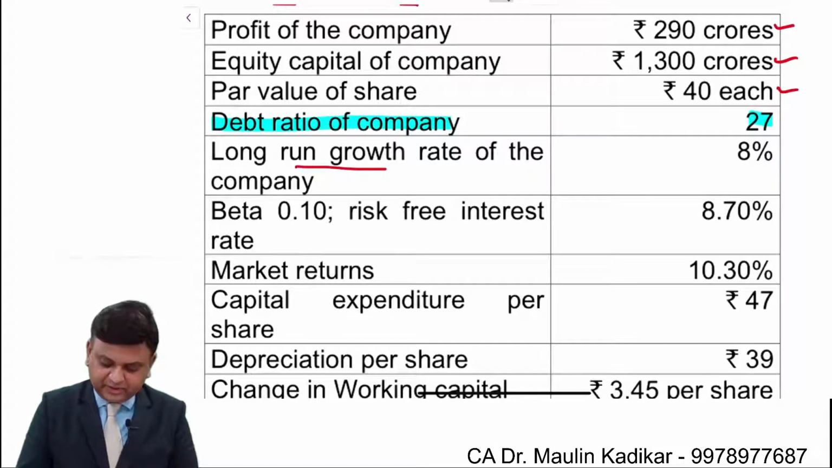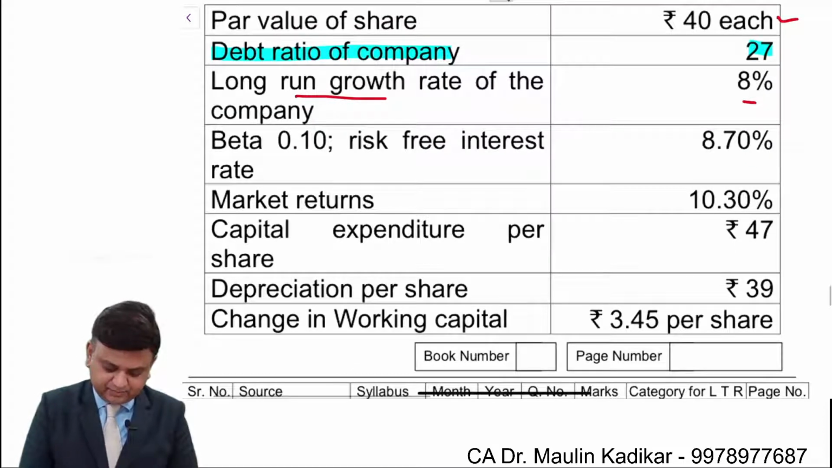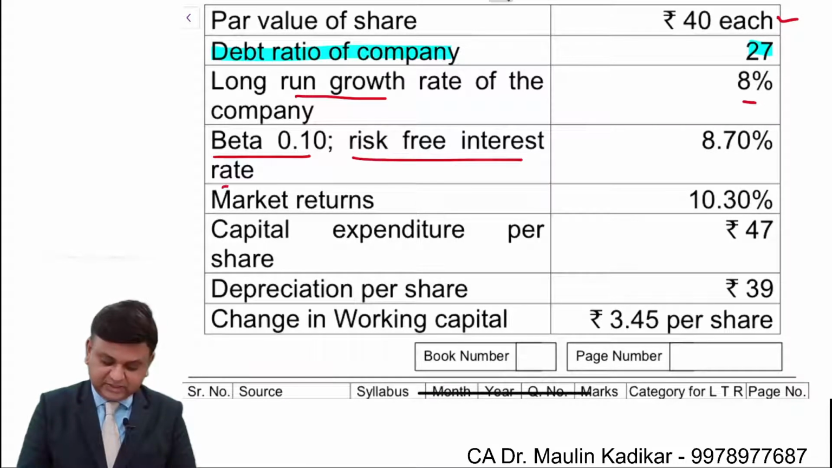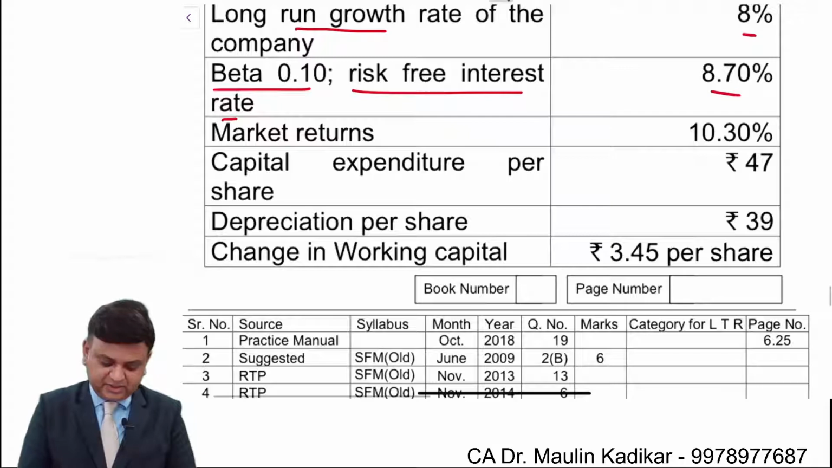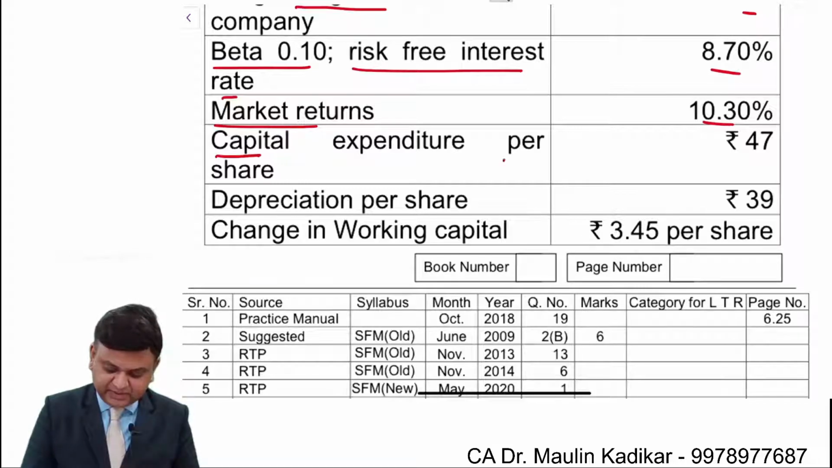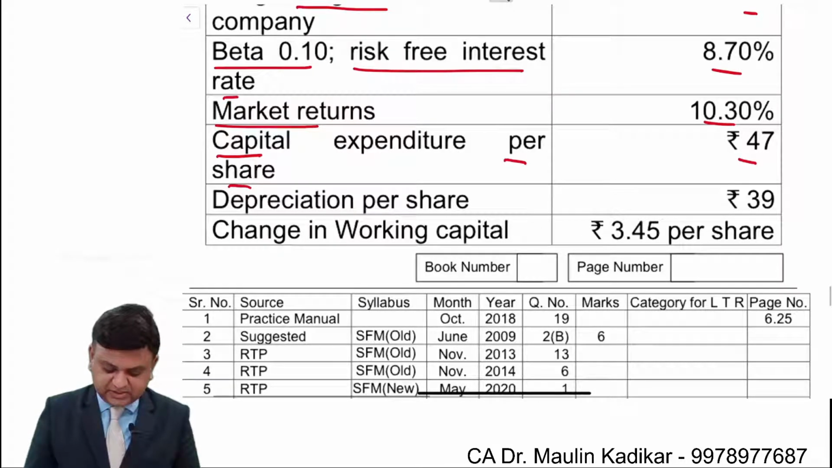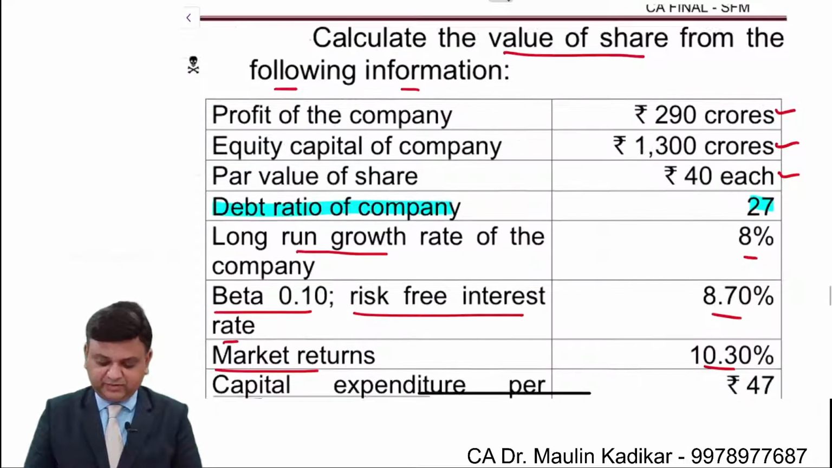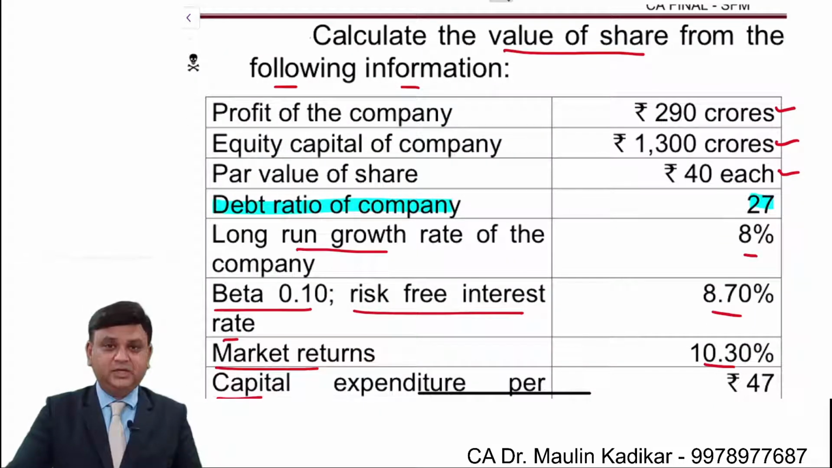Long run growth rate of the company is 8%. Beta is 0.10. Risk-free rate of return is 8.7%. Market return is 10.3%. Capital expenditure per share is 47 rupees. Depreciation per share is 39 rupees. Change in the working capital is 3 rupees 45 paise. Please go through the question.